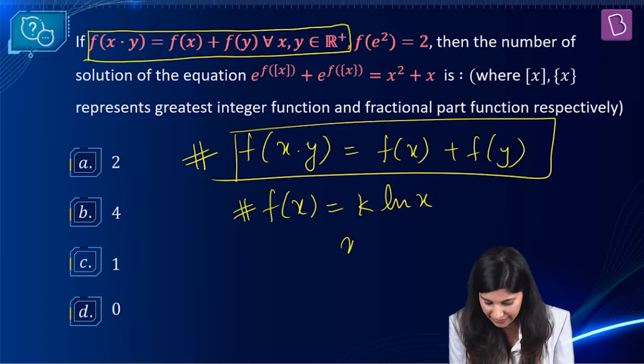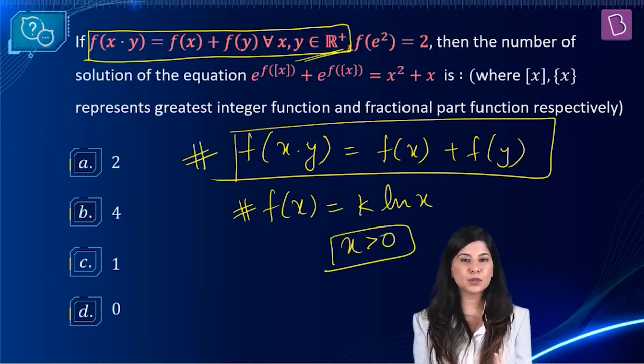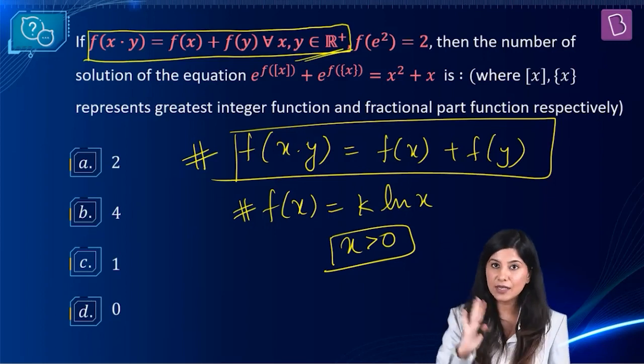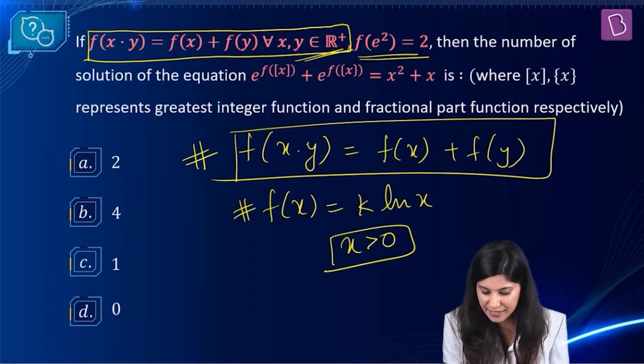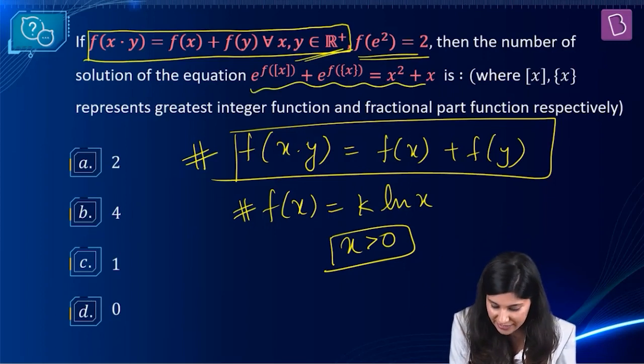And you all know that x is greater than 0. Of course, it is given. x comma y both belong to R plus. All right. Now let's move ahead. f of e square is given as 2 and then we need to figure out the number of solutions of this equation.